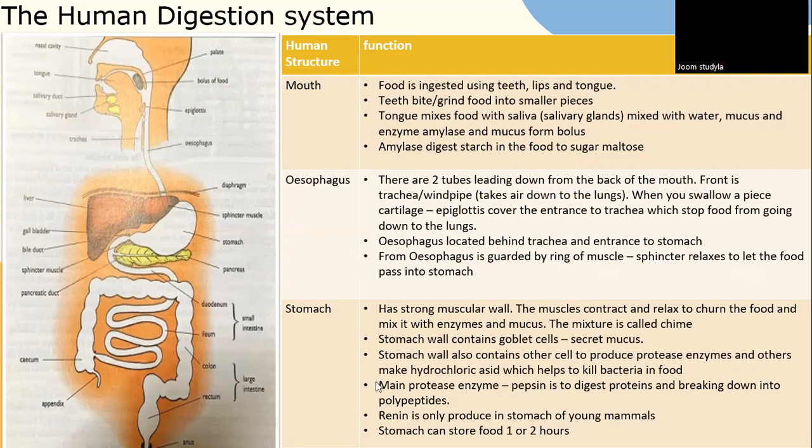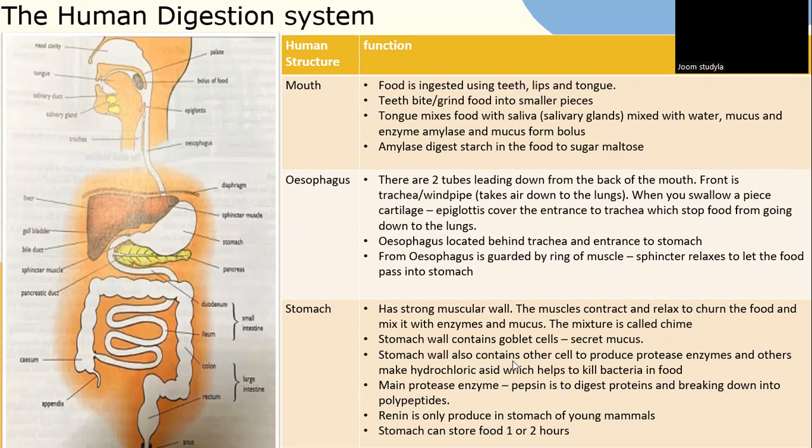The stomach has a strong muscular wall. The muscles contract and relax to churn the food and mix it with enzymes and mucus. The mixture is called chyme. The stomach wall contains goblet cells that secrete mucus.